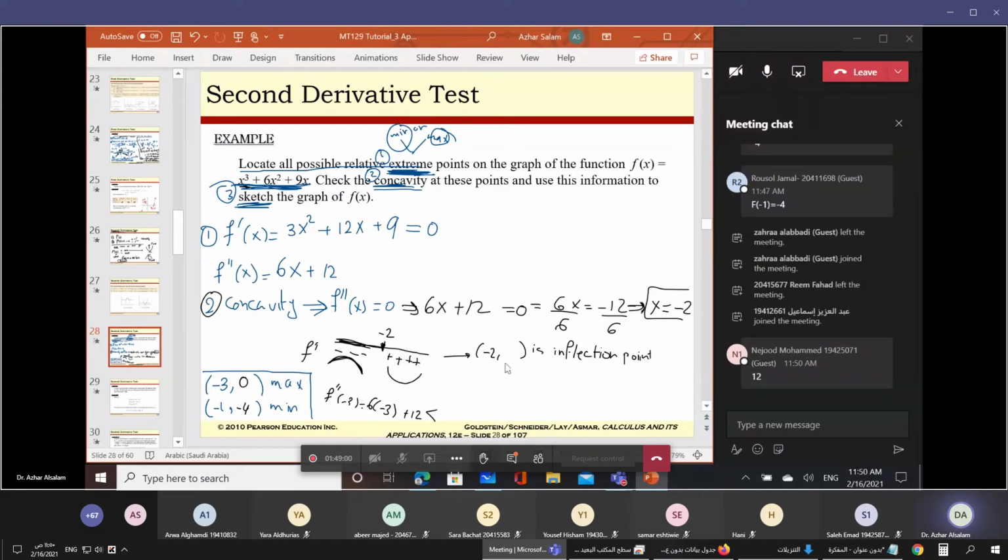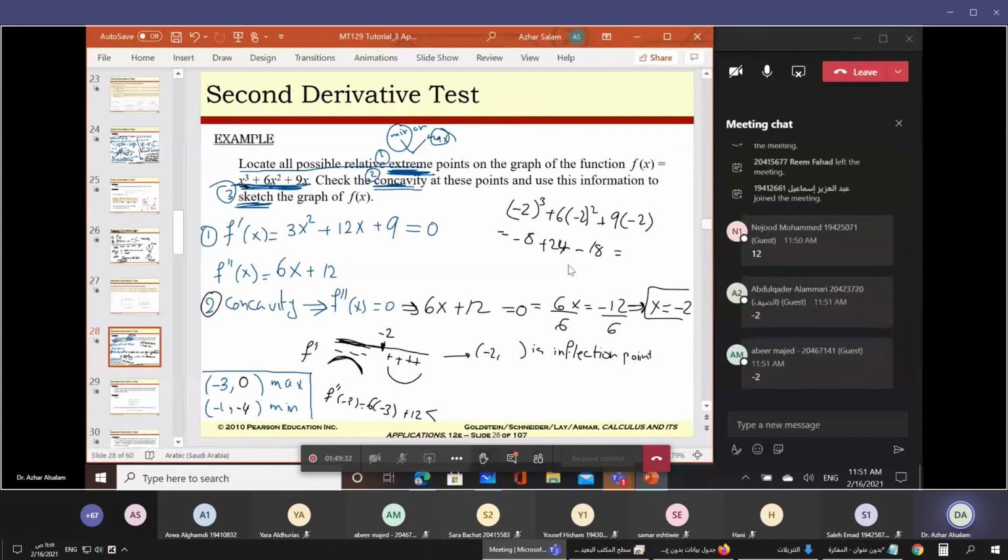Okay, I need here the y coordinate for minus 2. I substitute here minus 2 to the power 3. What does it give? 6 multiplied by minus 2 squared plus 9 multiplied by minus 2. It will be minus 8 plus here 4 multiplied by 6, 24, minus 18.